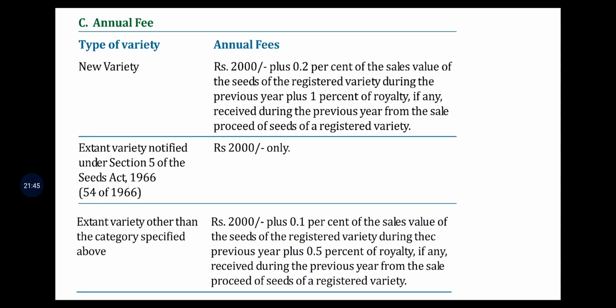The annual fee for a new variety is 2000 and 0.2% of the sales charge. Then for extant variety it is 2000 rupees. An extant variety other than the category specified, that doesn't come under Section 5 of the Seeds Act 1966, should also deposit 2000 plus 0.1% of the sales value of the seeds of the registered variety during the previous year plus 0.5% of royalty, if any received during the previous year from the sale proceeds of seeds of the registered variety.